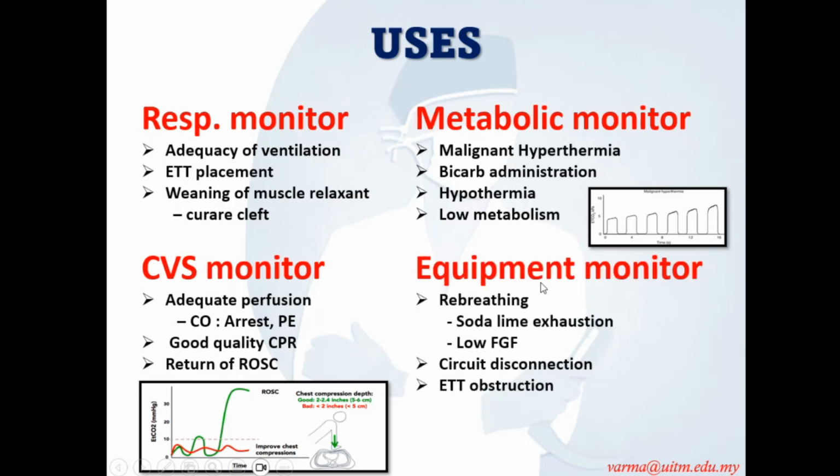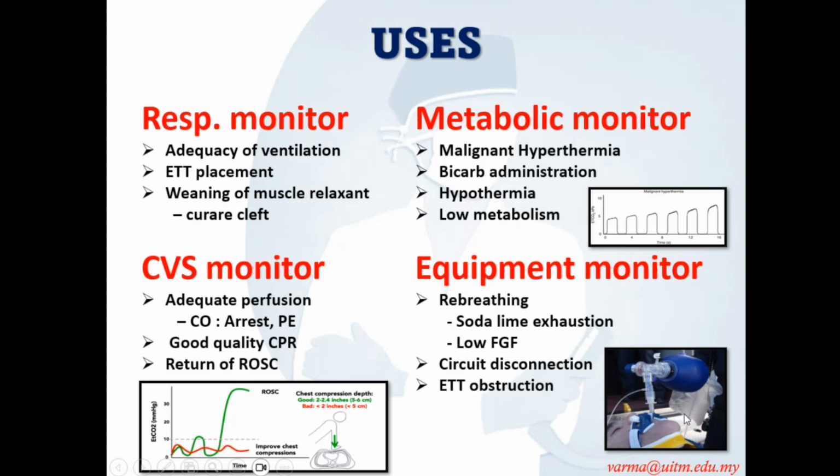Then finally, equipment monitor: it can be used to monitor your rebreathing system. Whether the breathing system has low gas flow or soda lime exhaustion, your baseline will go up. Circuit disconnection, no capnogram at all. ETT obstruction, you will have a shark fin appearance, or the patient has an ETT mucus plug or ETT dislodgement. ETT disconnection, sudden loss of capnogram. ETT obstruction will cause a slanting of the capnogram. So it has four monitors: respiratory monitor, CVS monitor, metabolic monitor, and equipment monitor. If you classify like this and give examples, you will get full marks.